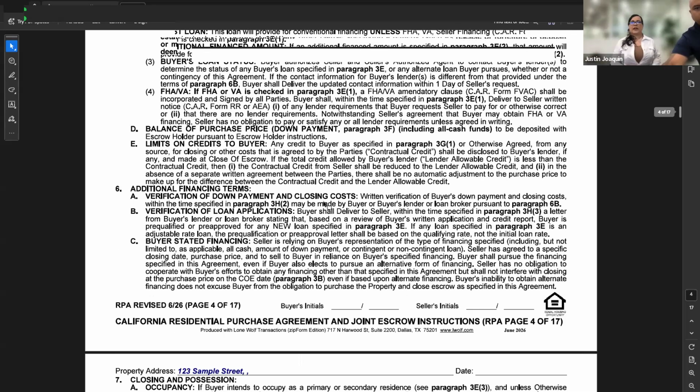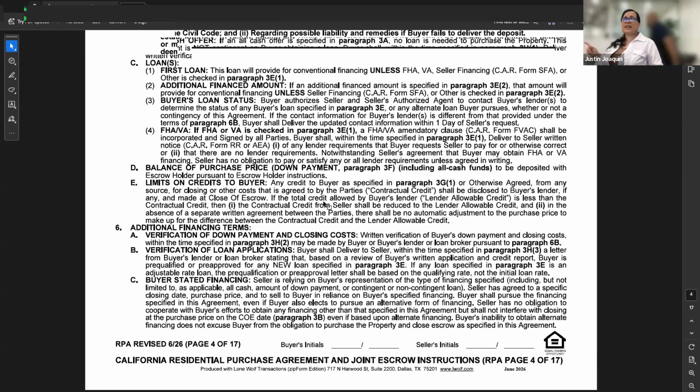C2, same thing with additional financed amount. C3, loan status. Do you know this contract gives me, as the listing agent, consent to contact the lender and get a status of the buyer's loan? That's all it says. So nobody needs to be offended or wonder why the listing agent is calling the lender. The contract says I can. I'm not asking for confidential information. What is C3 titled in bold? Buyer's loan status. That's all I'm asking: what is the buyer's loan status?